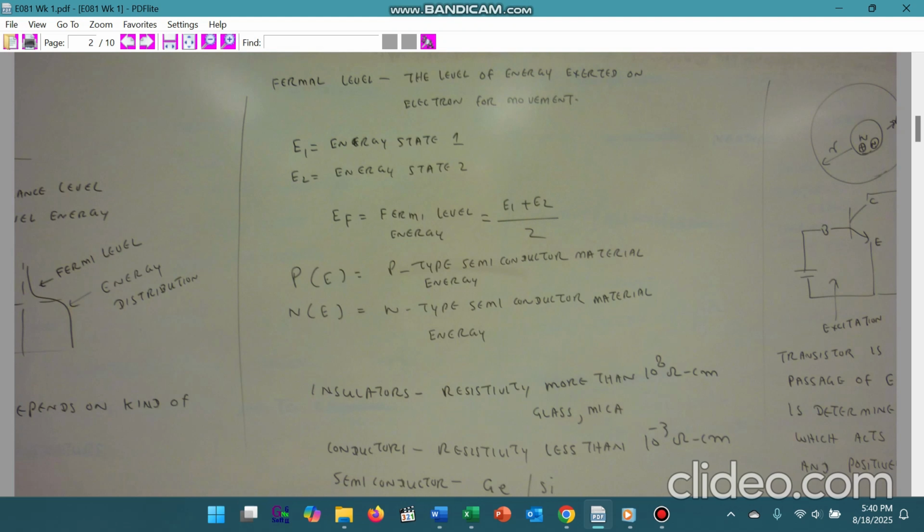In the atom, we also have the neutron and the proton. The neutron and the proton also carry energy. So PE is the proton energy, and NE is the neutron energy. This becomes the P-type and the N-type semiconductor material. So PE may be the P-type semiconductor material, and the N-type semiconductor material has its own energy.